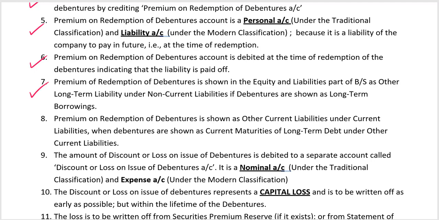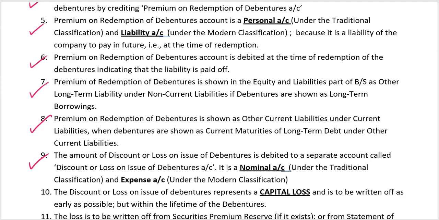Premium on redemption of debentures is shown in the equity and liability part of balance sheet as other long-term liability under non-current liabilities if debentures are shown as long-term borrowings. And the premium on redemption of debentures is shown as other current liabilities under current liabilities, where debentures are shown as current maturities of long-term debt under other current liabilities.